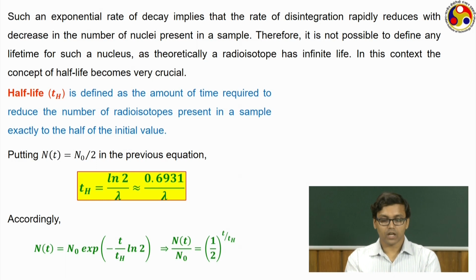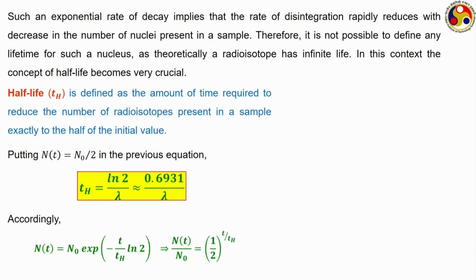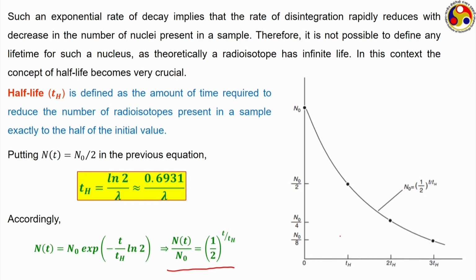Also, putting this idea of T h into the previous expression, we can also represent n t by n naught as half to the power t upon T h. Now, if you represent this on a graphical platform, say at time t equal to 0, we are starting with n equal to n naught.